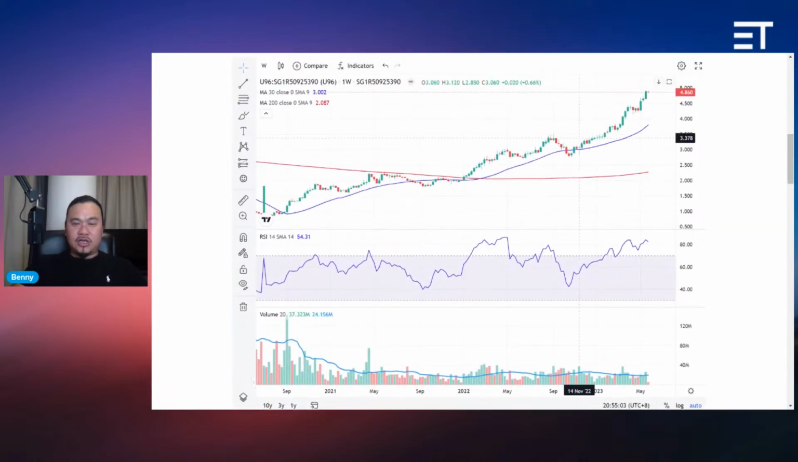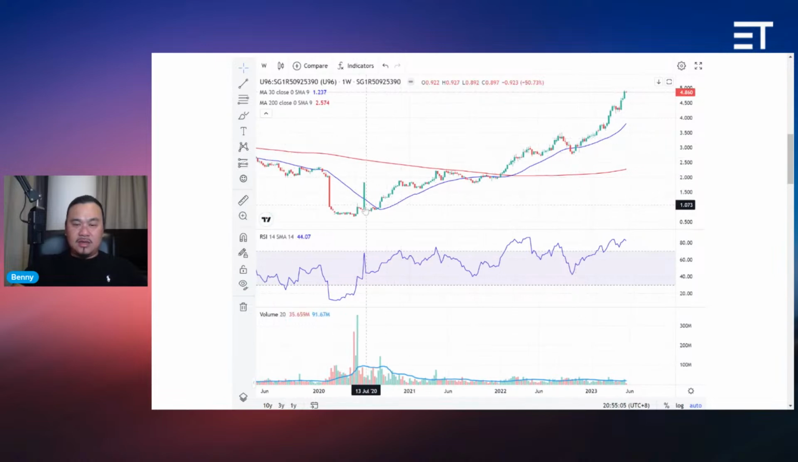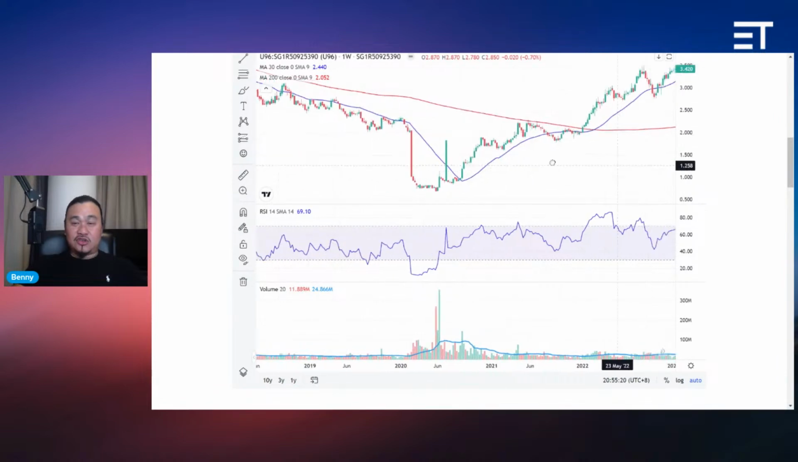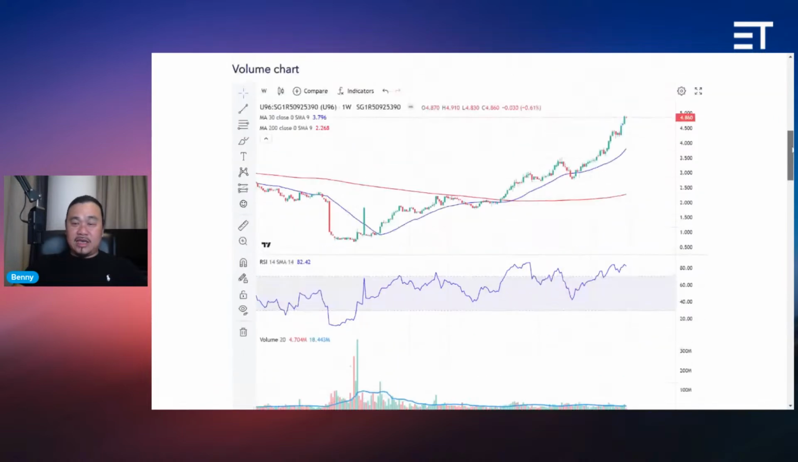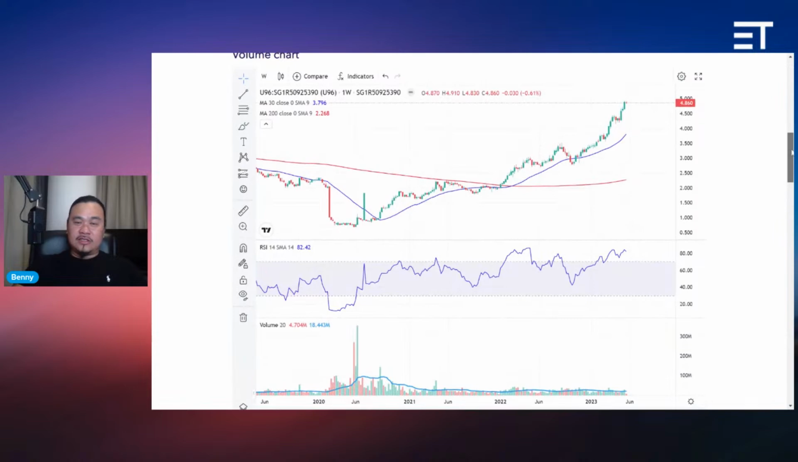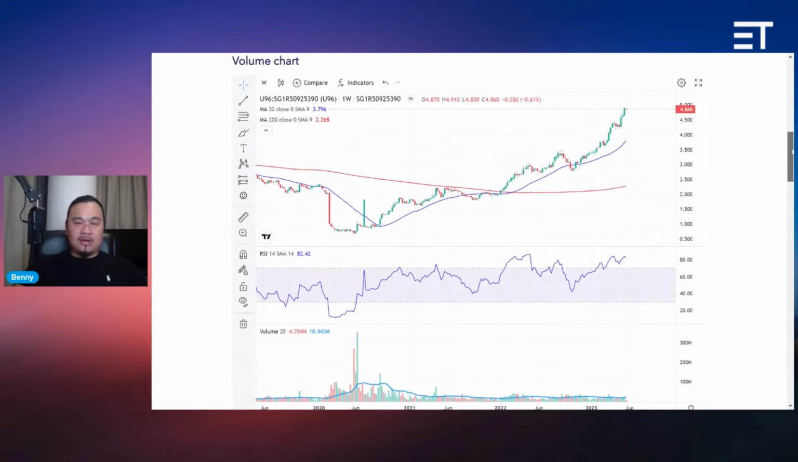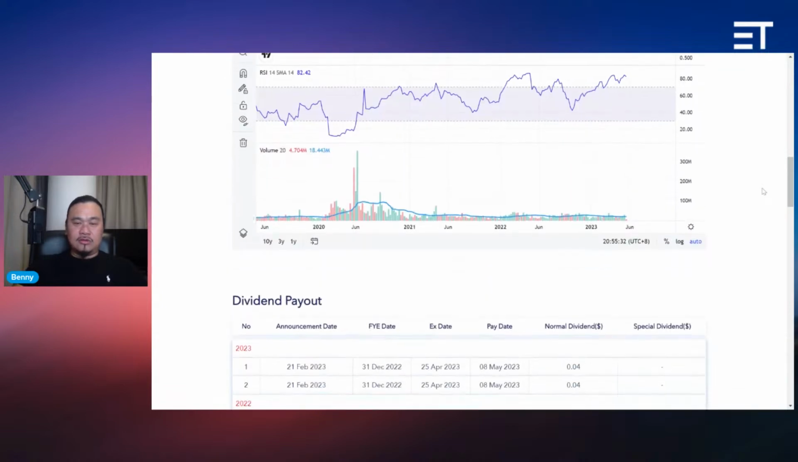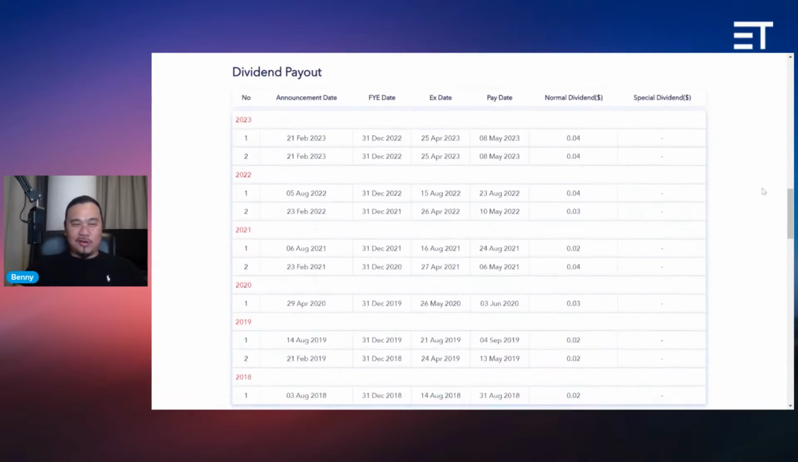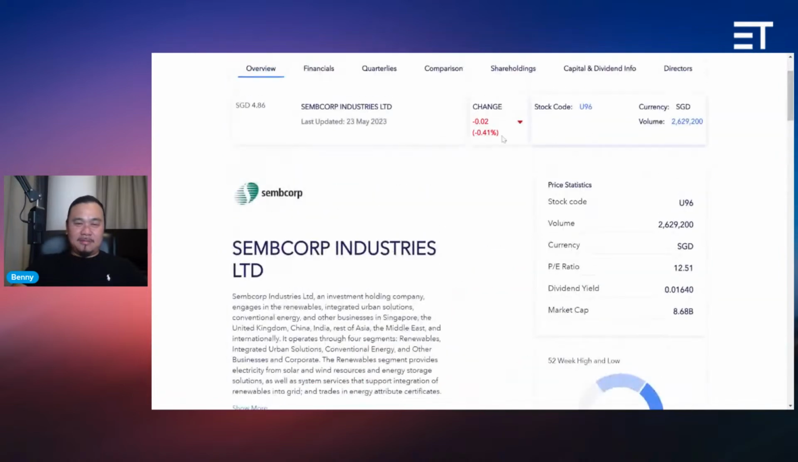Okay, so this is a 2 year chart. You can see during the pandemic, it was down here, trading slightly below $1. That's in 2020, right? Fast forward 3 years later, the price has gone up more than 4 times in 3 years. That shows that fundamentally strong companies normally are able to go through the test of challenging times. But when the market returns and the market starts to grow again, you can see that share price will start to go back to its former glory.